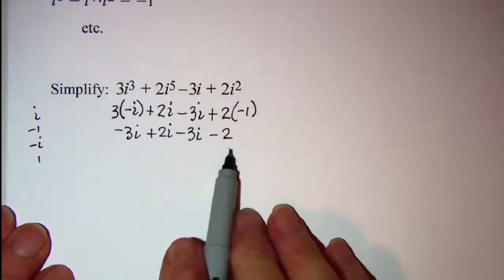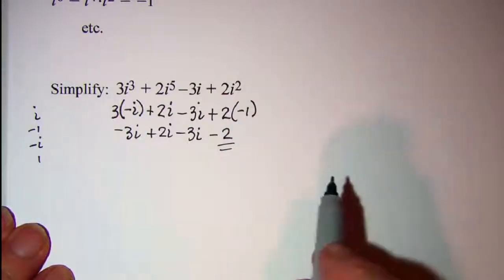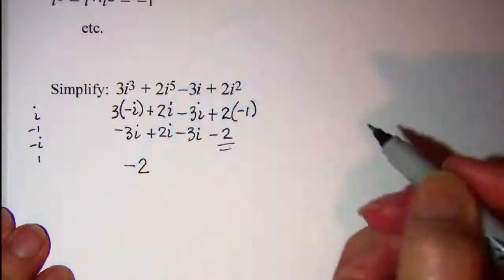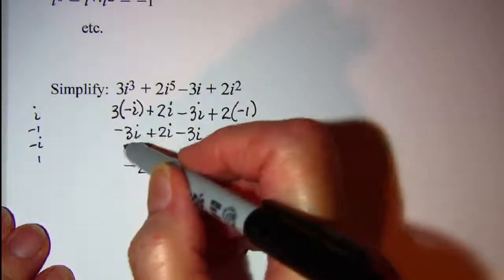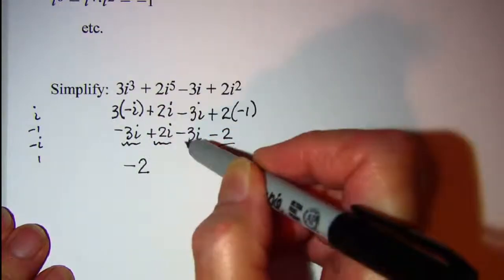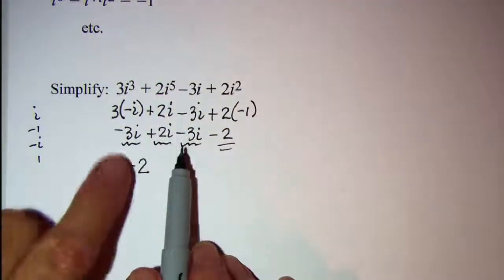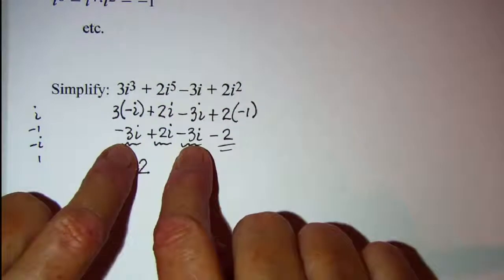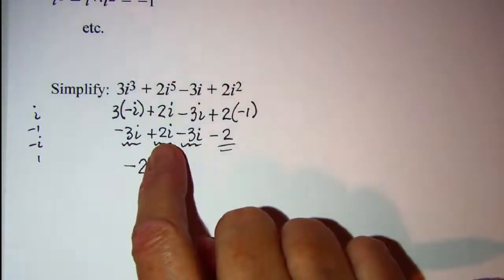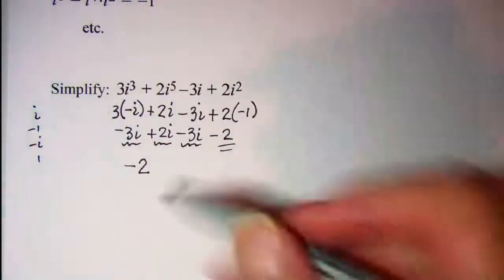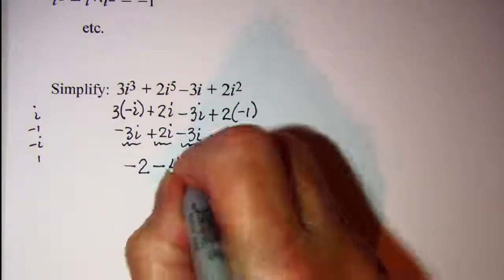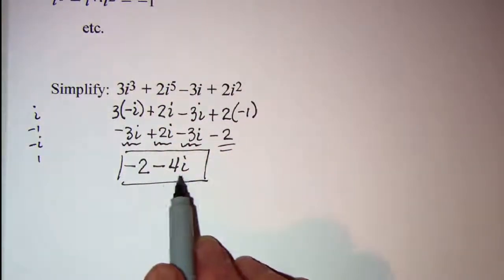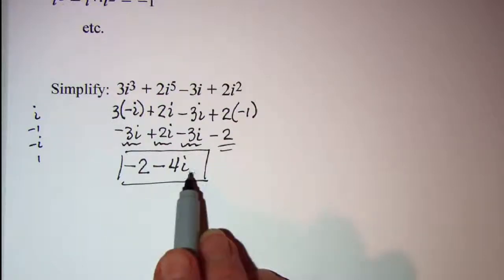Now notice that this is the only real number that I have, so I would write that first, and then these are combined just like terms are combined. So I'm going to do my negatives first. Negative 3i and negative 3i is negative 6i, plus 2i will give me negative 4i. And this is my standard form. Remember, a plus bi, where a is the real part and b is the imaginary part.